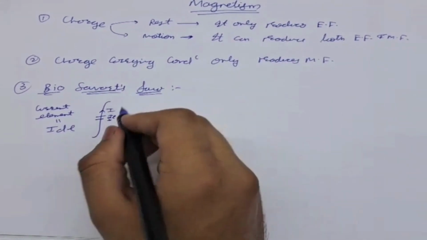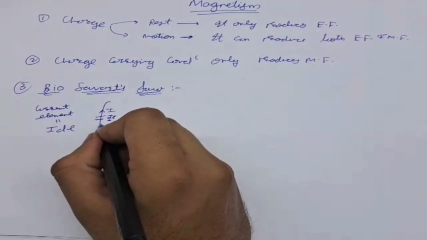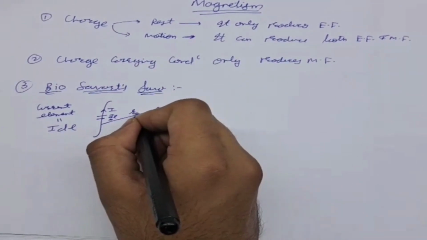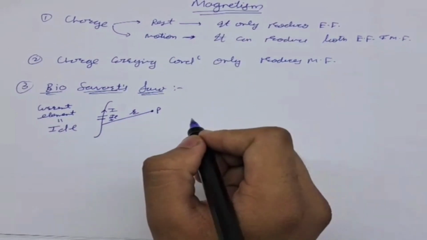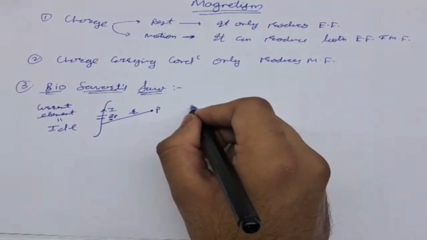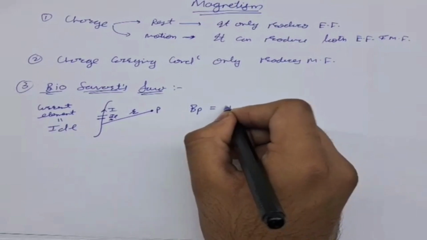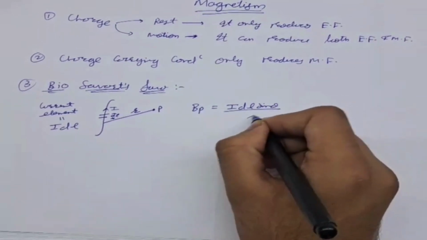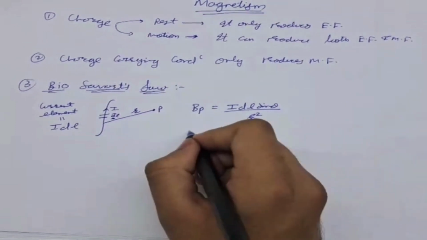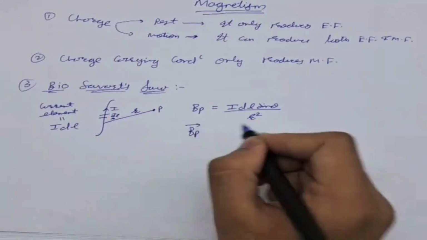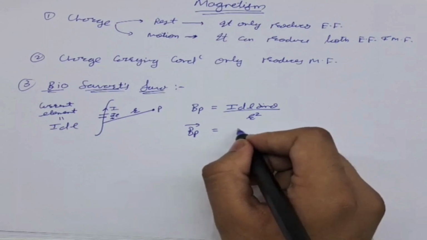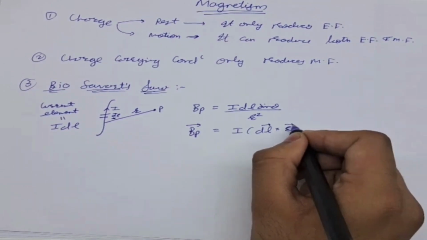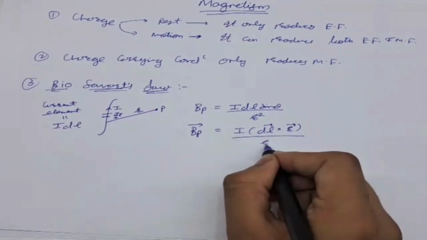Now, what the Biot-Savart law gives us is the value of the magnetic field at any point P which is situated at a distance r from this conductor. We can write B_P is I dl sin theta upon r square. In vector form, the B vector at point P can be written as I dl cross r upon r cube.